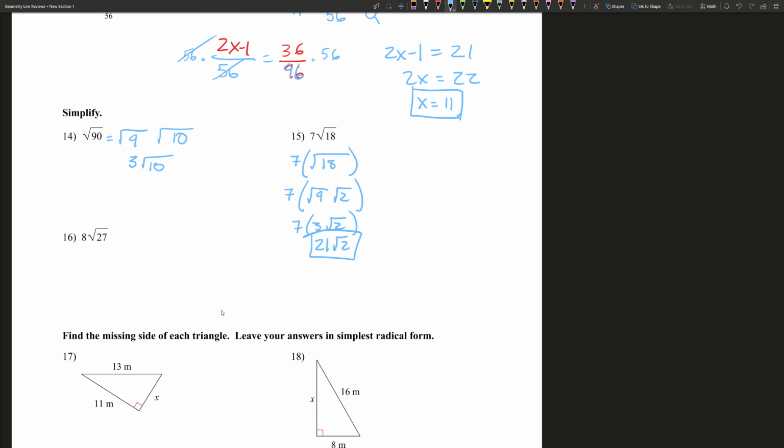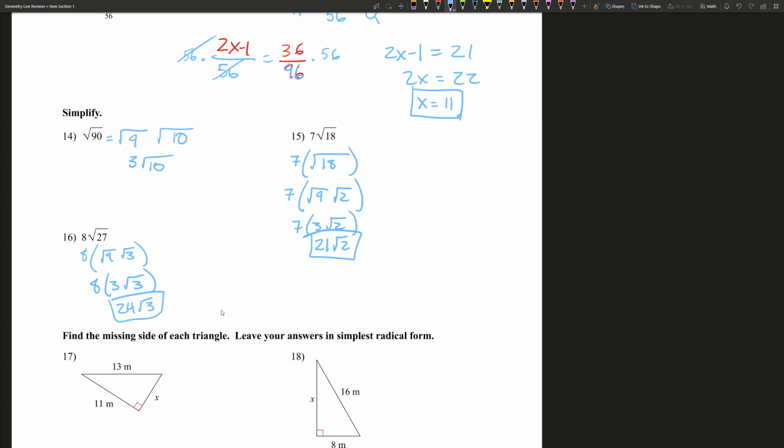And kind of the same thing for number 16. We can rewrite 8 rad 27 as rad 9 times rad 3. Rad 9 is just 3. So then 8 times 3 is 24, so it's 24 rad 3.